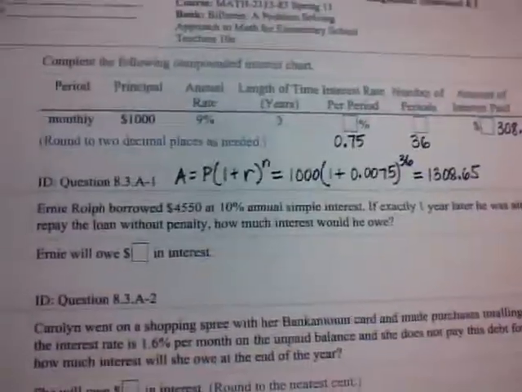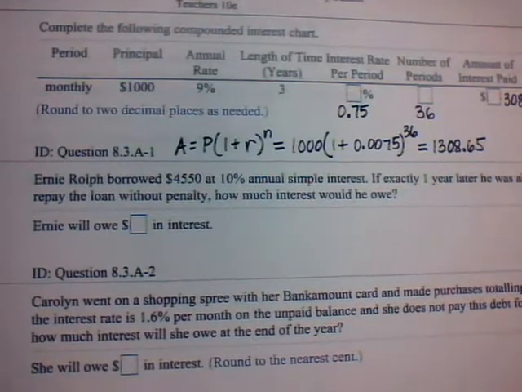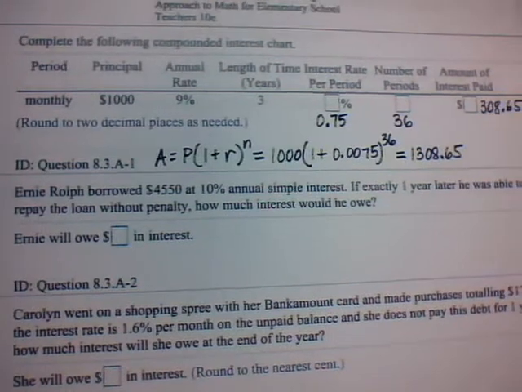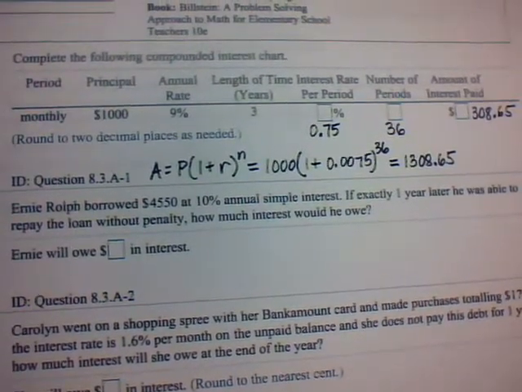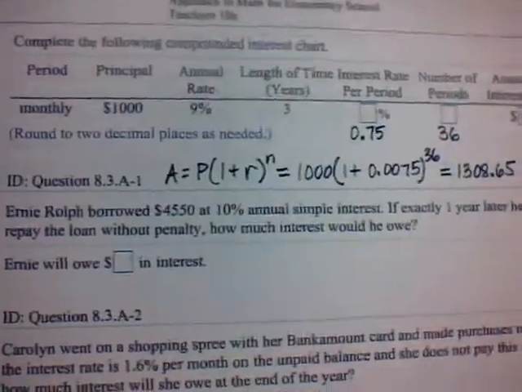All right, number 2. Ernie Rolfe borrowed $4,550 at 10% annual simple interest. If exactly 1 year later he was able to repay the loan without penalty, how much interest would he owe?